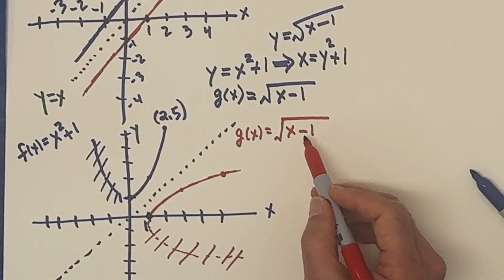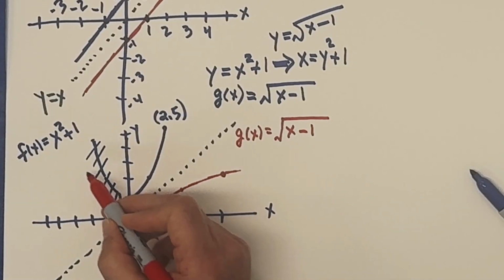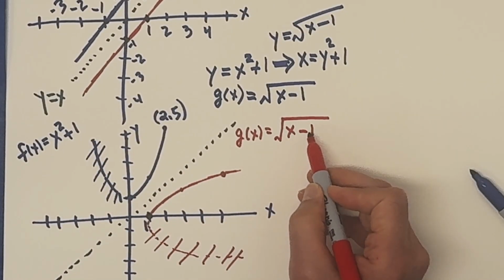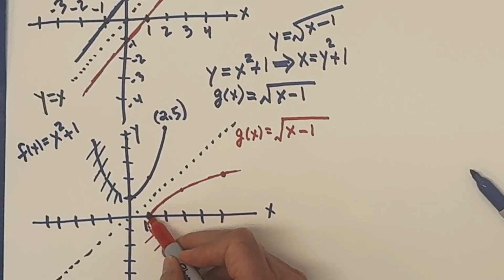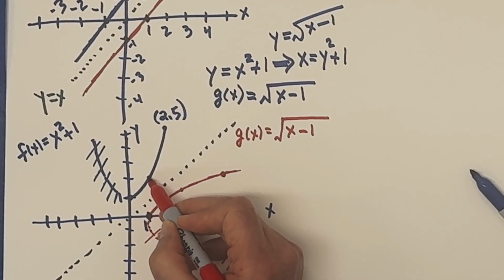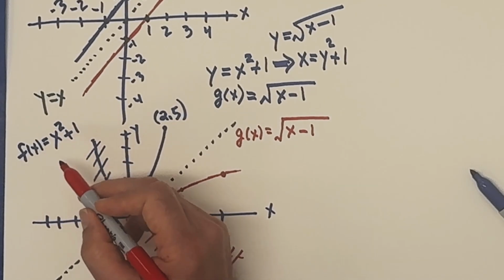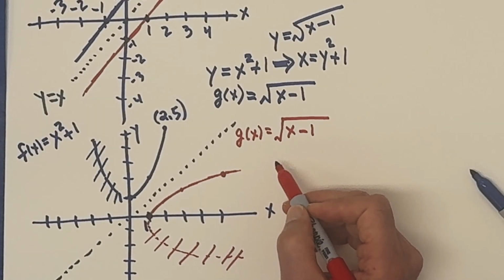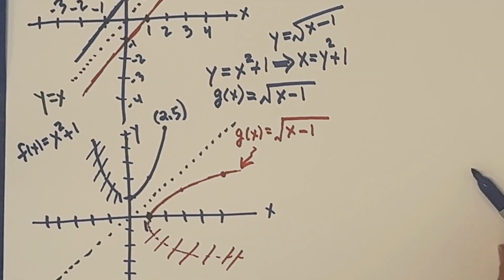Let's consider another case. Here you have 0 and you get 1. If I put in 1 here, I get 0. And let's do one more. Suppose I put in 1, I get 2. 1 times 1 plus 1 is 2. If I put the 2 in, 2 minus 1 is 1, I get 1. So this is the inverse function, so you can graph them on the same graph.